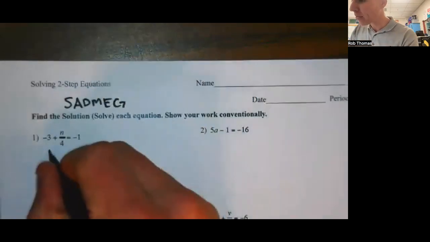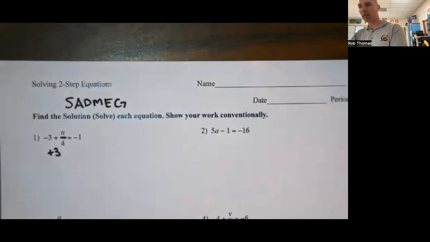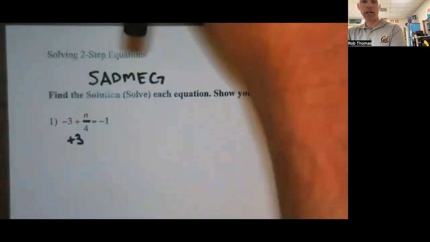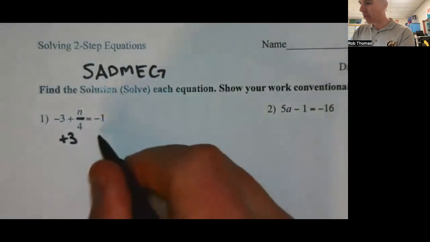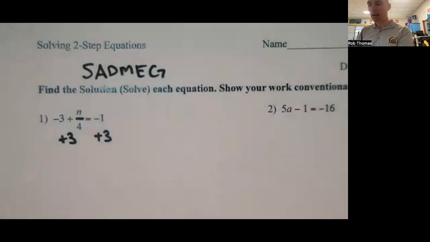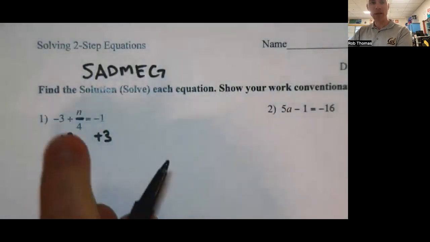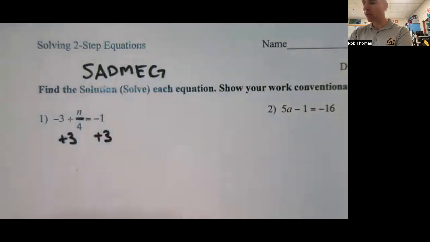So I'm going to add 3 over here. I've got to do it to the other side of the equation too. I'm going to zoom way in. So I'm going to add 3 over here, and -3 and +3 make a 0, so they go away.